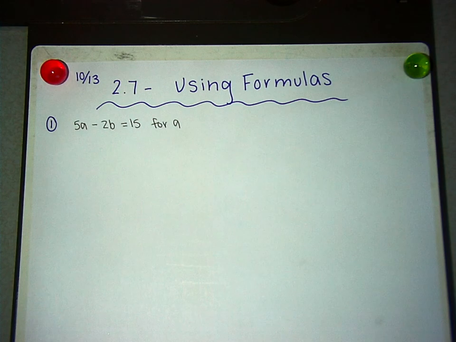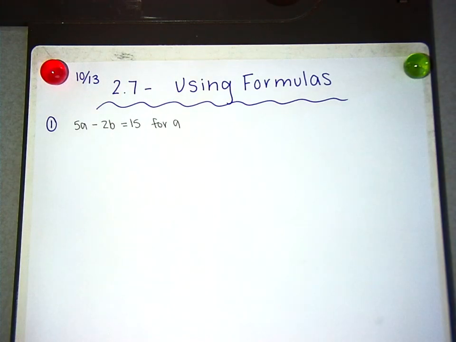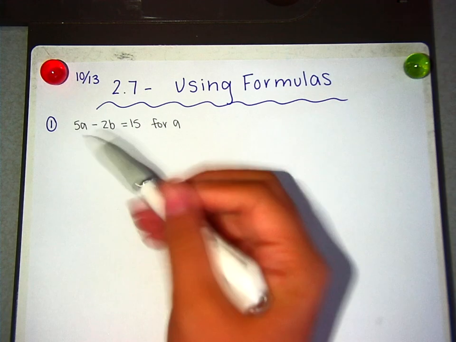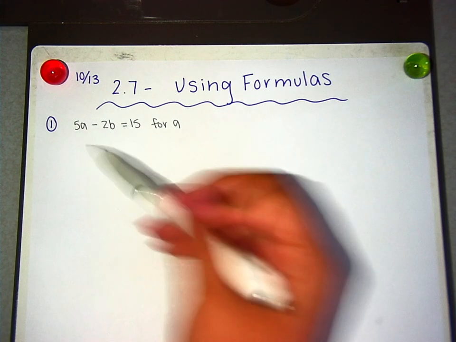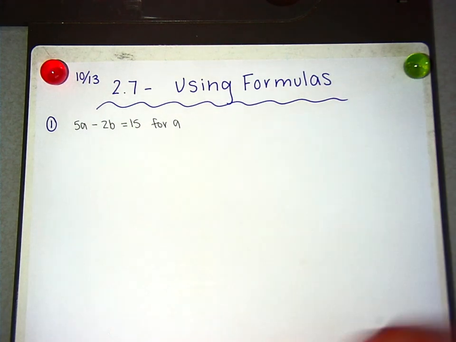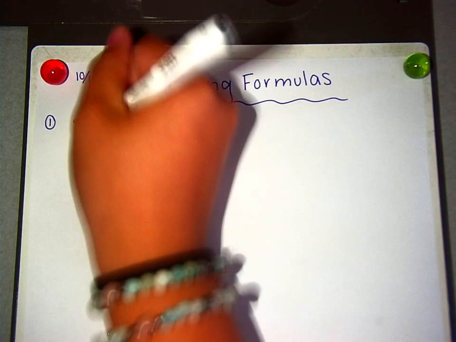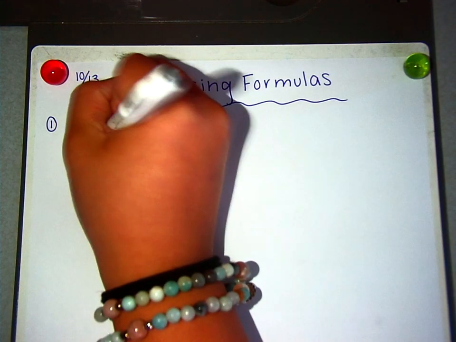Now, your answer isn't... draw the line. Your answer isn't going to be just a number. It's going to have variables in it. And you know that because we have A and B and we're solving for A, so the answer is going to have B in it. So I'm going to rewrite it and then draw my line.